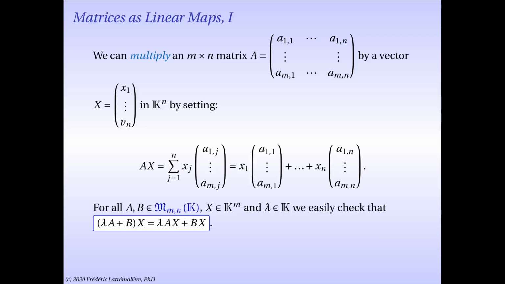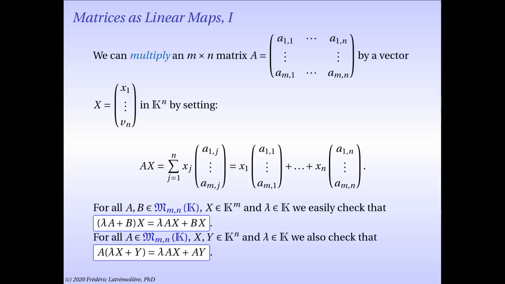This product has several properties which are easy to check but very important. First, we observe that if lambda is a scalar, if A and B are two m by n matrices, and if x is a vector in k to the n, then lambda A plus B, applied to x, is lambda A times x plus B times x. Second, we observe that if A is an m by n matrix, if x and y are vectors in k to the n, and if lambda is a scalar, then A times the vector lambda x plus y is lambda A times x plus A times y.